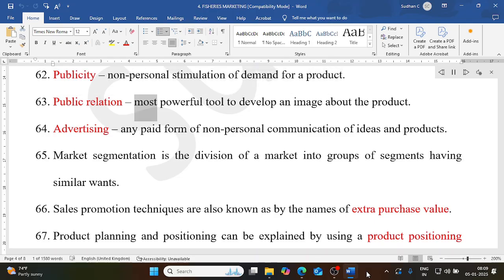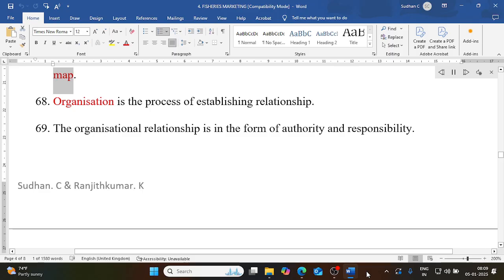Public relation, most powerful tool to develop an image about the product. Advertising, any paid form of non-personal communication of ideas and products. Market segmentation is the division of a market into groups of segments having similar wants. Sales promotion techniques are also known by the names of extra purchase value. Product planning and positioning can be explained by using a product positioning map.